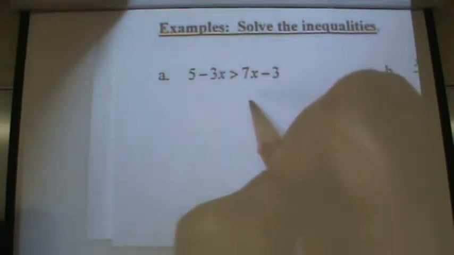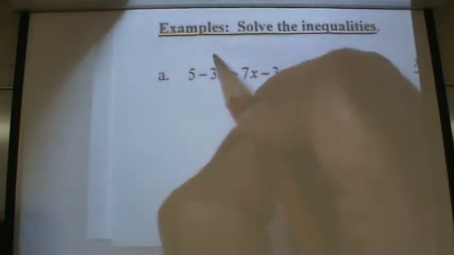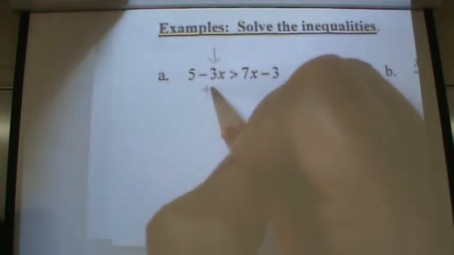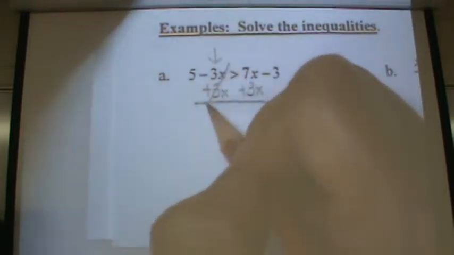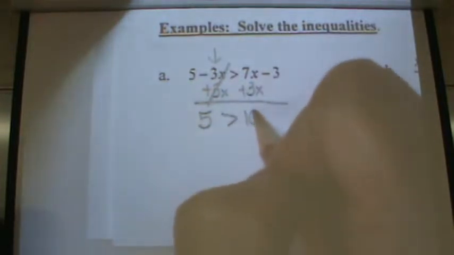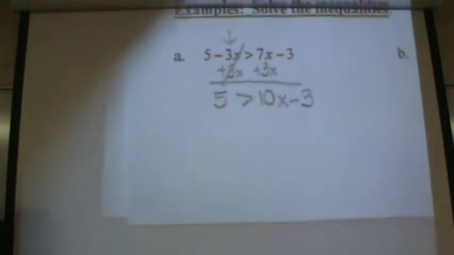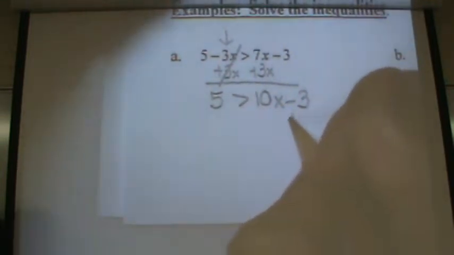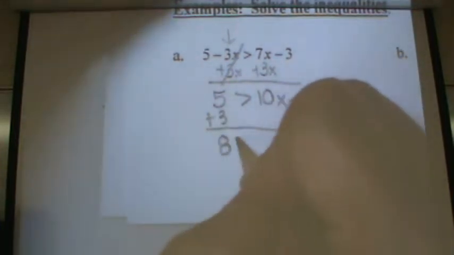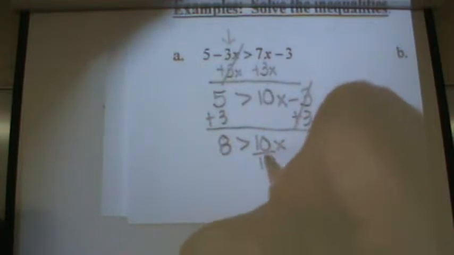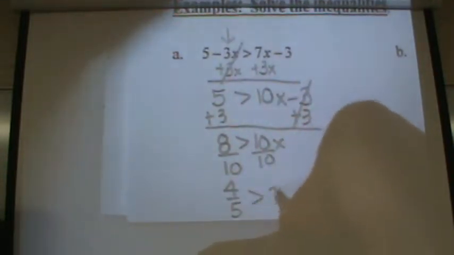I'd like to take care of my variable first. What's the smaller variable? That one. So we're going to add 3x. And there's different ways you can do this. I'm not teaching how to solve inequalities, I'm just reviewing this. Now what? Add 3. And then divide by 10. So you get 4/5 is greater than x.